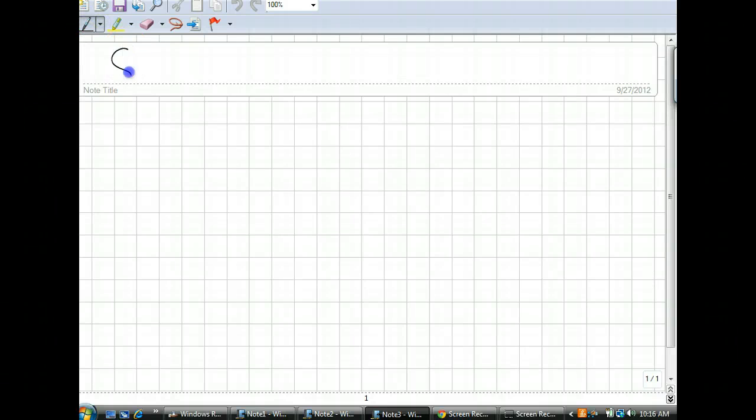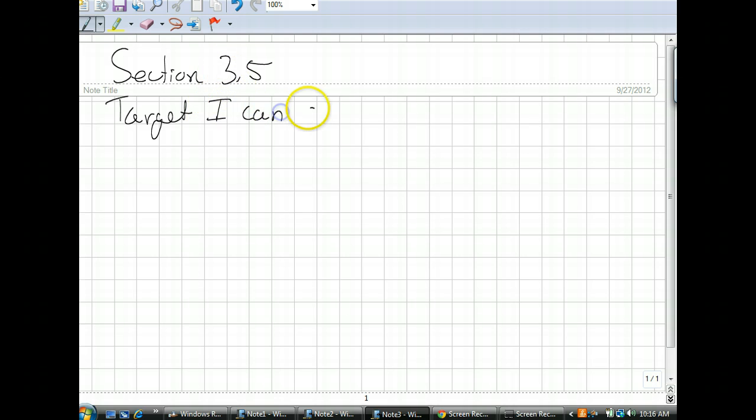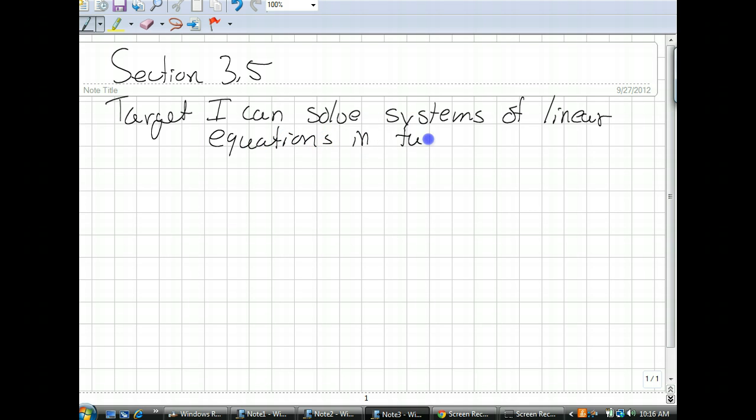Alright, today we're looking at section 3.5, and our target is I can solve systems of linear equations in two variables.